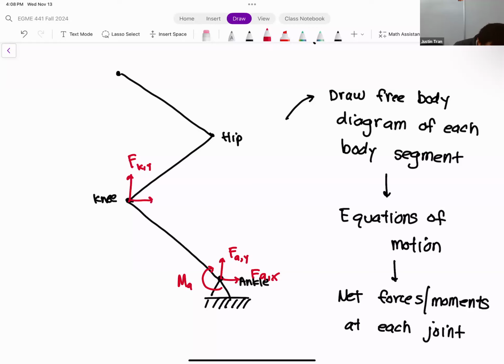We have the same thing at the knee joint. We have FKY, FKX, and MK. And at the hip joint, we have FHY, FHX, and MH. So those are the 9 results that we want to get.